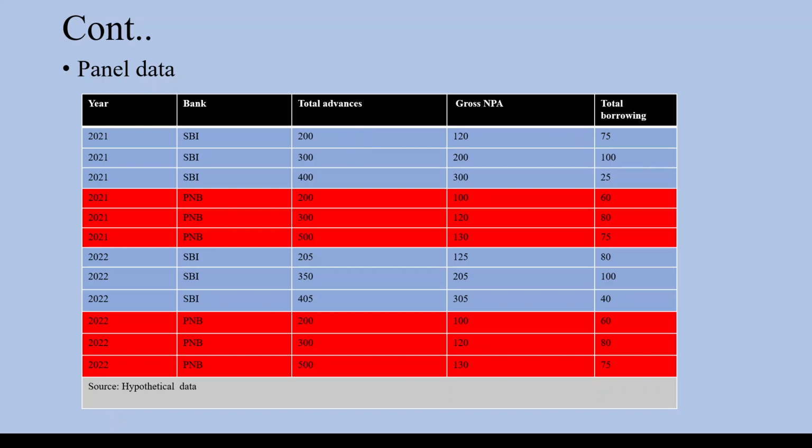So I hope it is clear. The different types of data sets are clear.